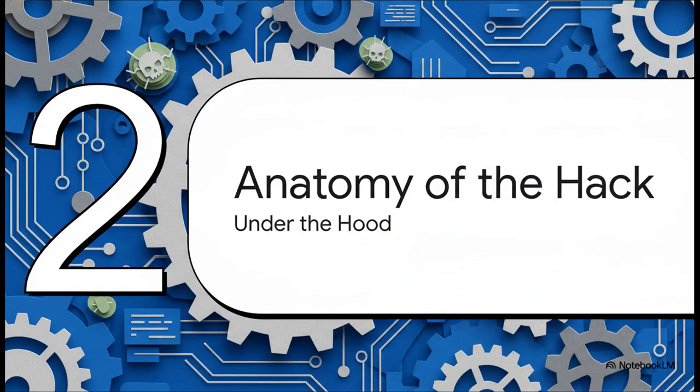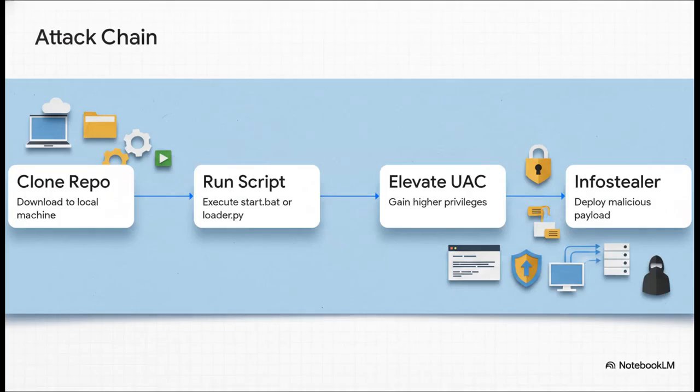Part 2. Anatomy of the hack. Let's actually walk through the technical mechanics of how this payload drops. Here is the step-by-step attack chain. Step 1. An unsuspecting developer clones the repository to their local machine. Step 2. They follow the instructions to configure their dependencies, running what looks like a totally innocent batch script, start.bat, or a Python script, loader.py.